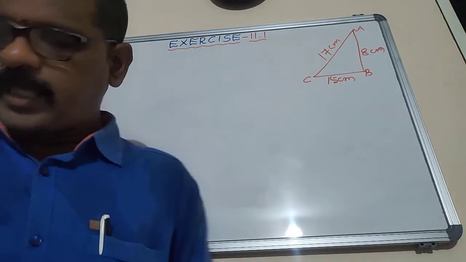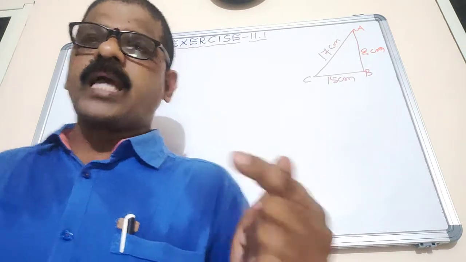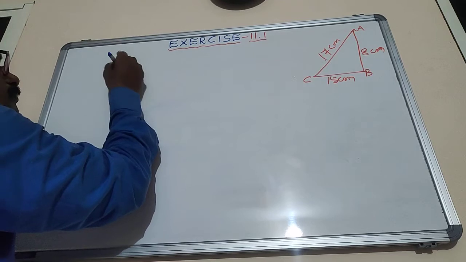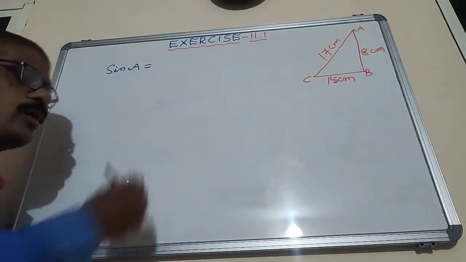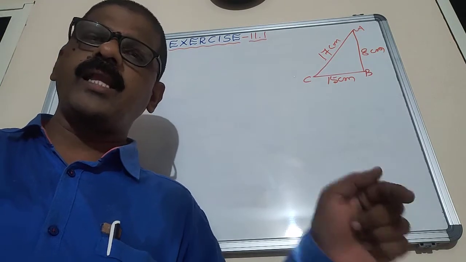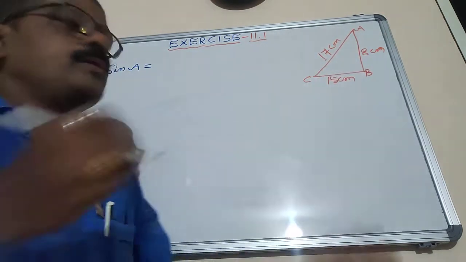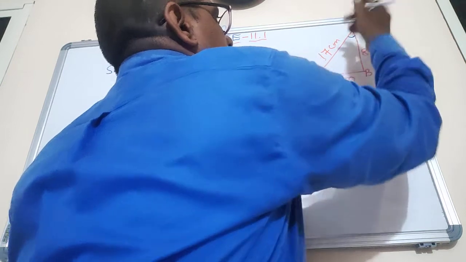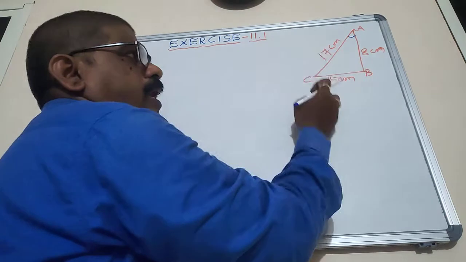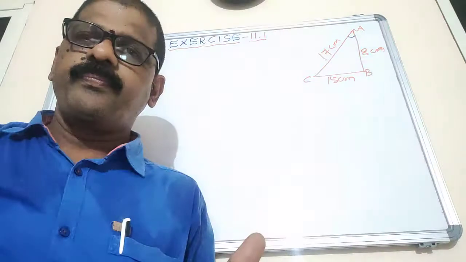Clear? Now you have to find sin A, cos A and tan A. The first one we have to find is sin A. So what is the definition of sin A? Opposite side to angle A. The length of the opposite side is BC. Hypotenuse is AC.